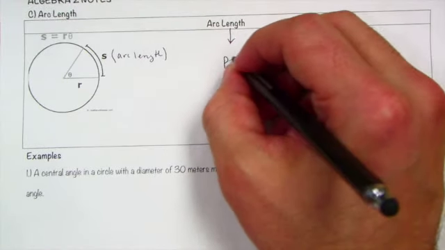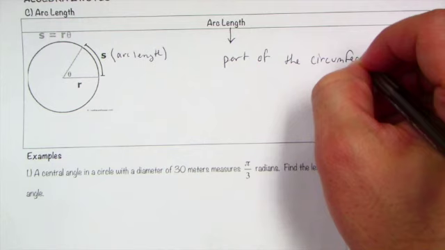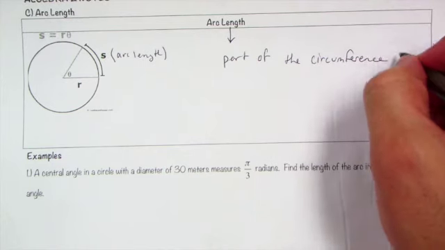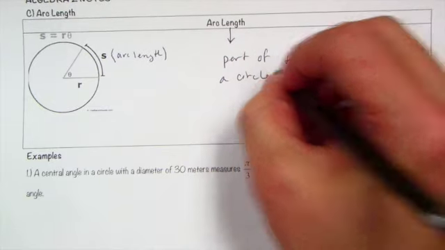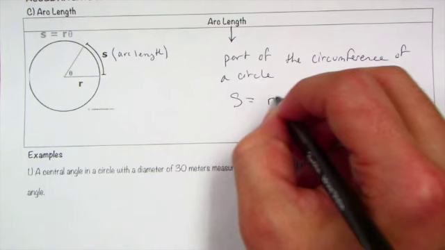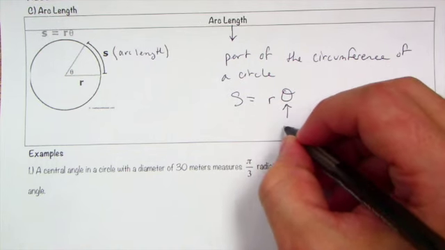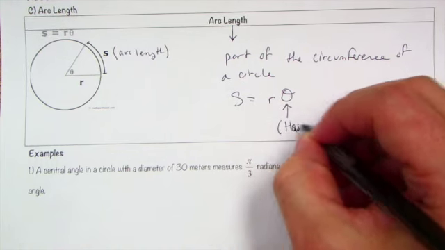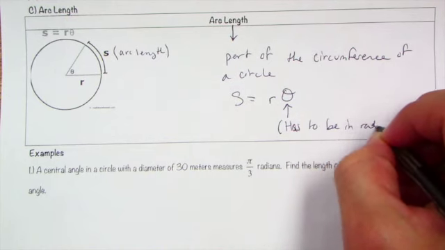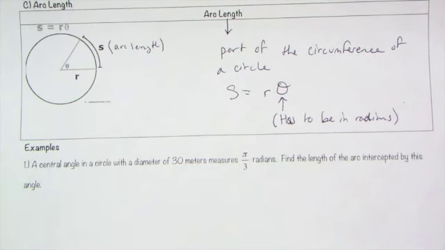is the part of the circumference of a circle. And the formula, which is up there in the top left, is S equals R times theta. And the only caveat here is that theta has to be in radians. So if they give you degrees, you're going to have to convert it to radians, and then use the formula.